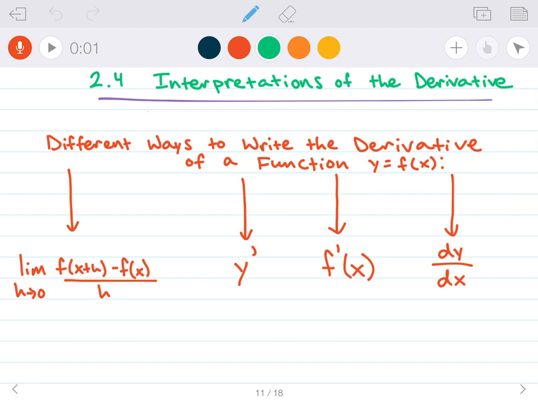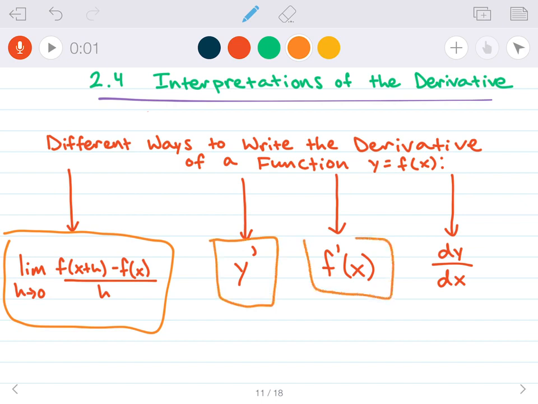Okay. The next section that we're going to talk about is how to interpret the derivative. And the first thing I'm going to do is introduce a new notation. So the first thing we looked at was this limit definition of a derivative. So that's one way to denote a derivative, the slope of the tangent line to a point on a curve. We can also have y prime if the function in question is y. And we can also have f prime of x, which is the one you'll see probably the most.